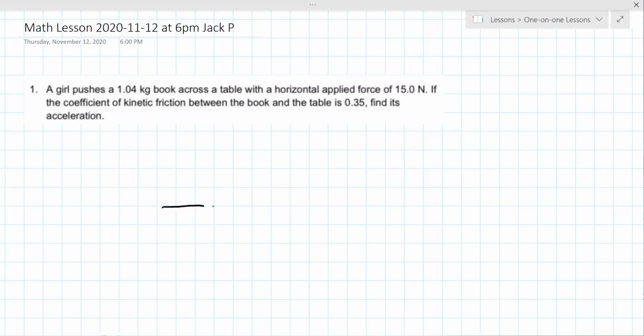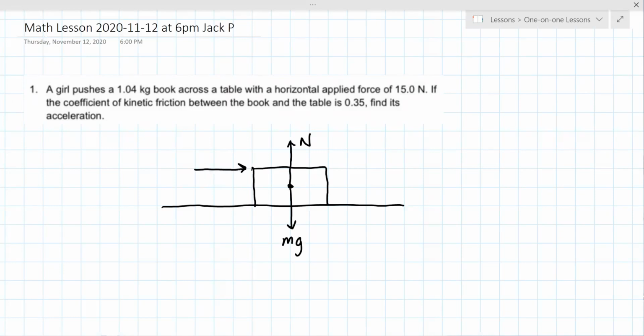So here is the table, and I almost always just draw a block to indicate whatever it is. The block has mg down, normal force up. There's a horizontal applied force, so I'll just call that F. And then kinetic friction is going back to the left. We can call it force applied, force kinetic, and so on.